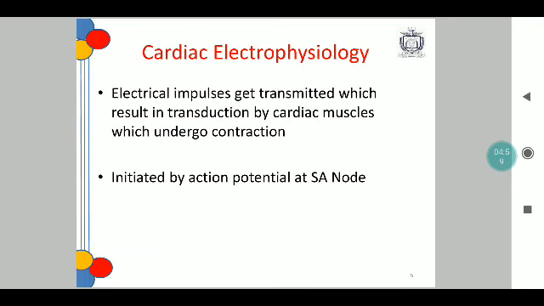Now, coming to the cardiac electrophysiology, like I mentioned, electrical impulses are generated by the cardiac muscle, and these get transmitted, which results in transduction by the cardiac muscles to undergo contraction.